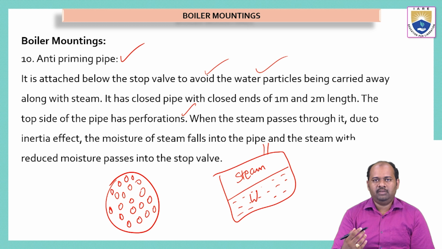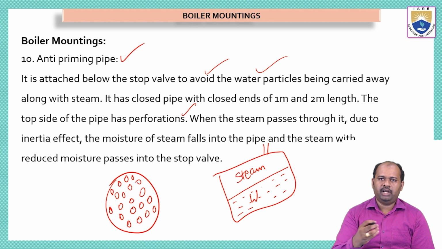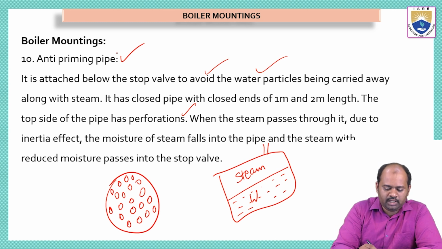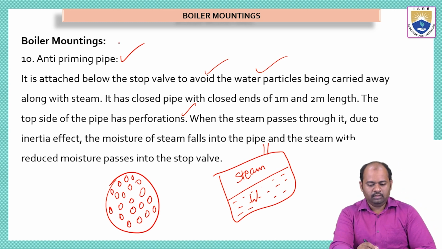Now when this anti-priming pipe is connected to the steam supply pipe from the boiler, it will filter all the water particles from the steam, and the water particles will be sent back into the boiler again, and the fresh steam which does not have any water particles will be sent to the application. So this is the function of the anti-priming pipe, where the steam is made more dry.